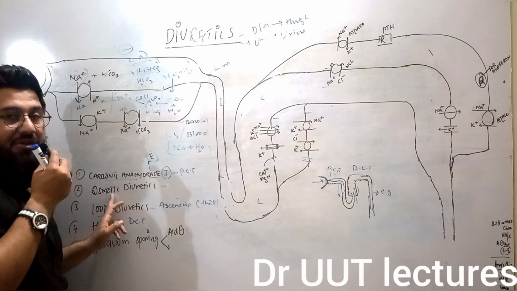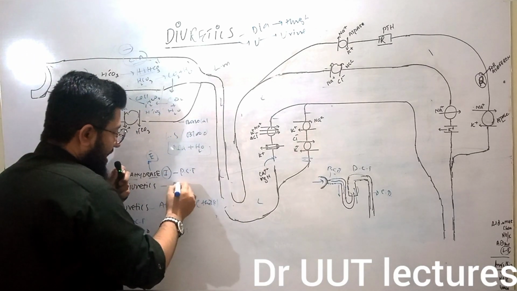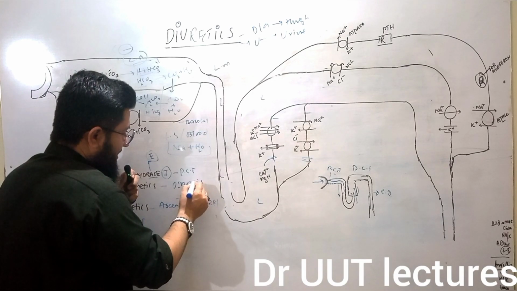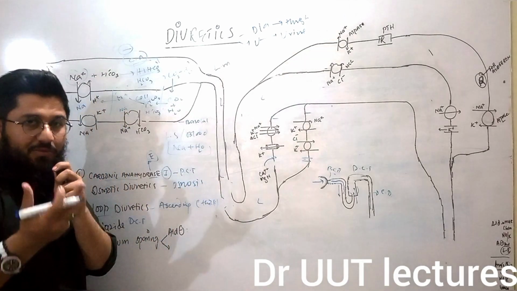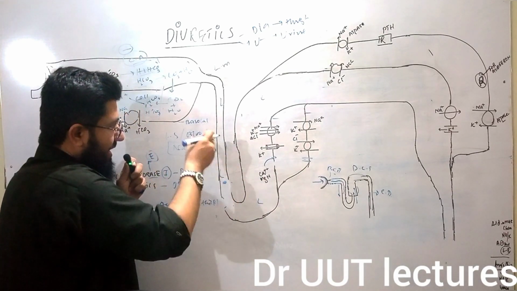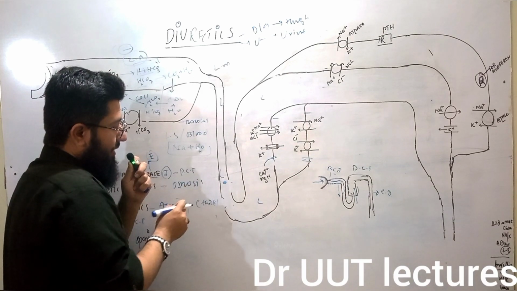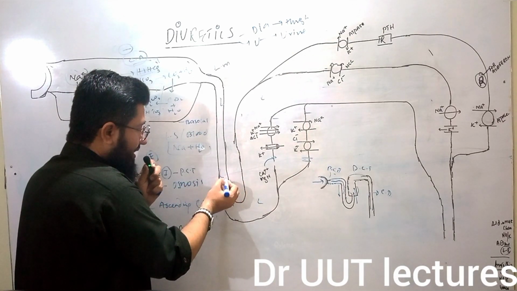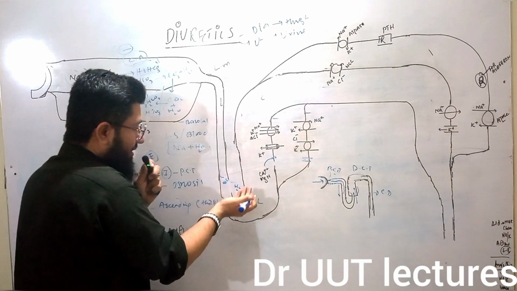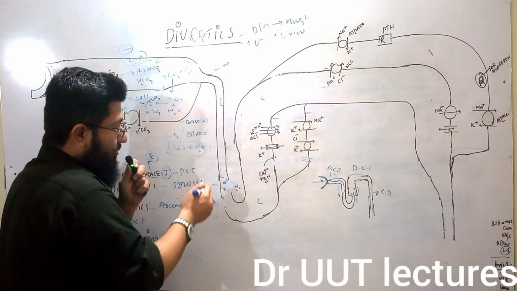Then we have osmotic diuretics. Very simple. This is actually functioning by means of osmosis. Osmosis. You know about osmosis? Simple. Here we have our osmotic diuretic inside the descending loop of Henle. So what happens? This will actually start bringing the water via osmosis into the descending loop of Henle.